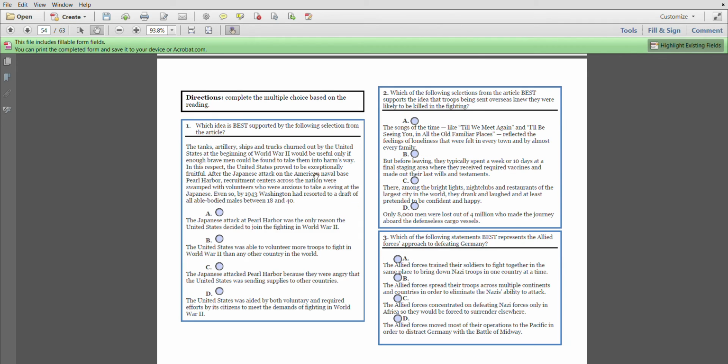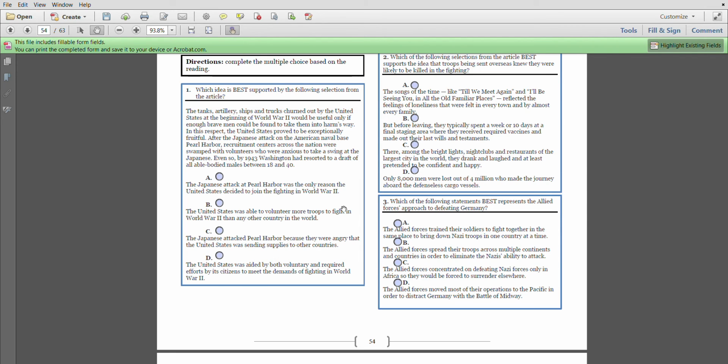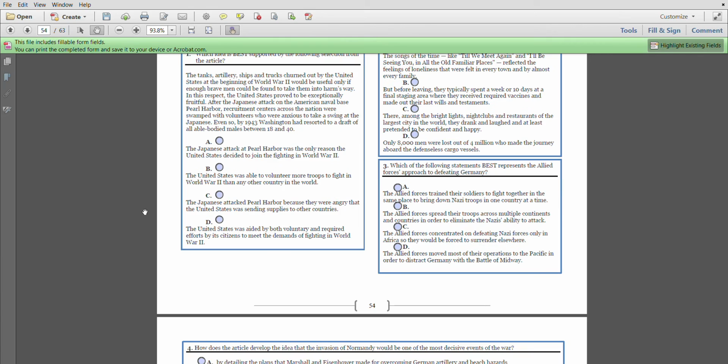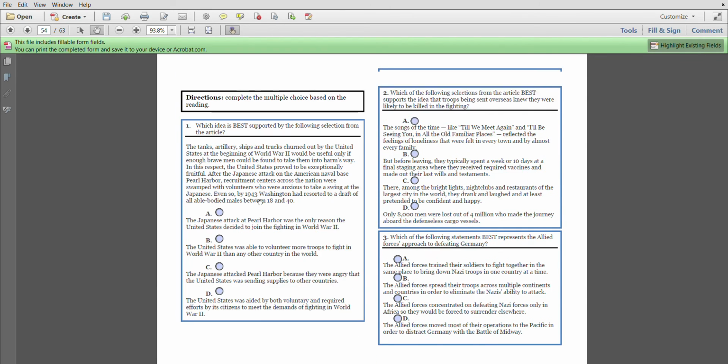After the Japanese attack on American naval base Pearl Harbor, recruitment centers across the nation were swamped with volunteers who were anxious to take a swing at the Japanese. Even so, by 1943, Washington had resorted to a draft of all able-bodied males between 18 and 40. A. The Japanese attack on Pearl Harbor was the only reason the United States decided to join the fight in World War II. B. The United States was able to volunteer more troops to fight in World War II than any other country in the world. C. The Japanese attacked Pearl Harbor because they were angry that the United States was sending supplies to other countries. D. The United States was aided by both military and required efforts by the citizens to meet the demands of fighting in World War II.